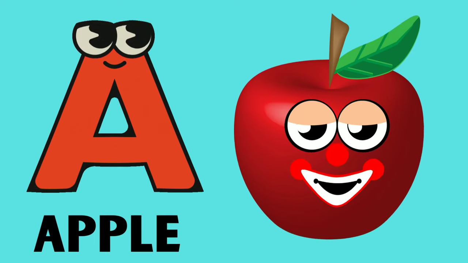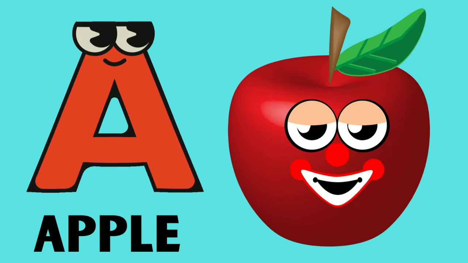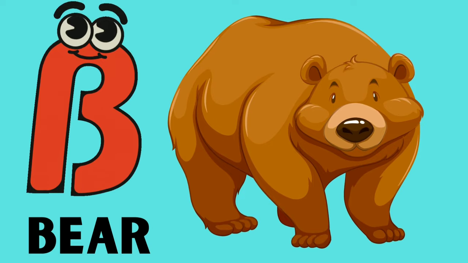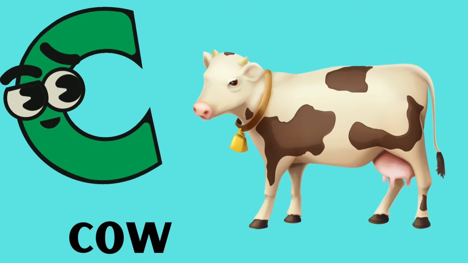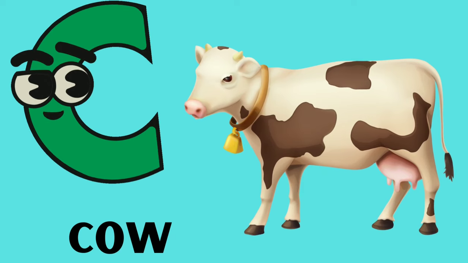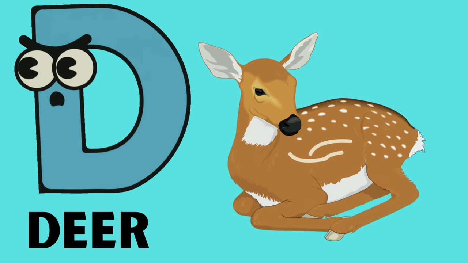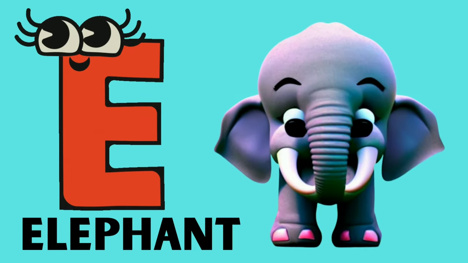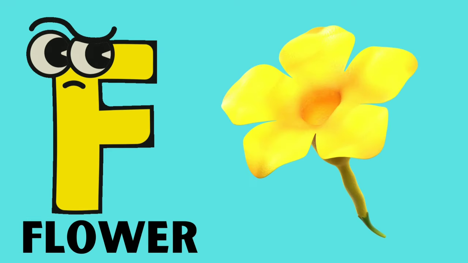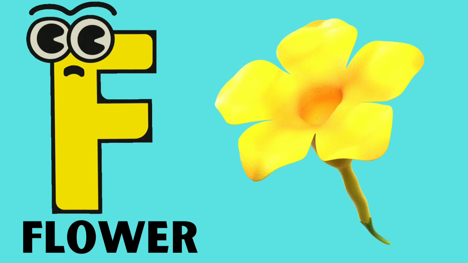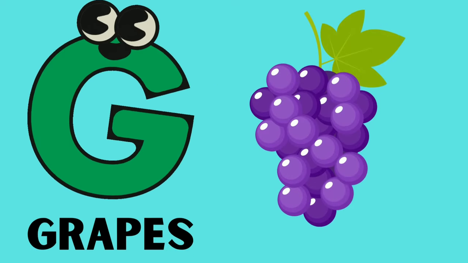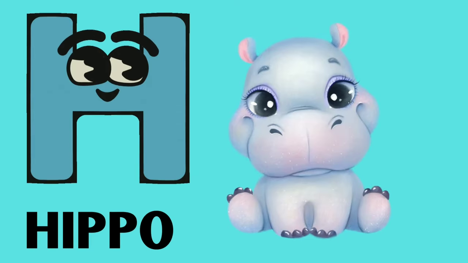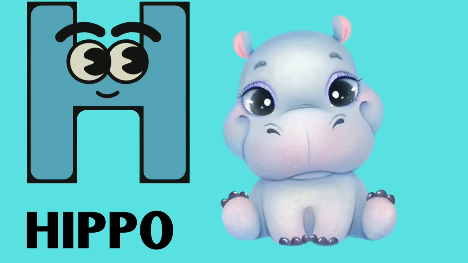A for apple, ding ding ding. B for bear, ding ding ding. C for cow, ding ding ding. D for deer, ding ding ding. E for elephant, ding ding ding. F for flower, ding ding ding. G for grapes, ding ding ding. H for hippo, ding ding ding.